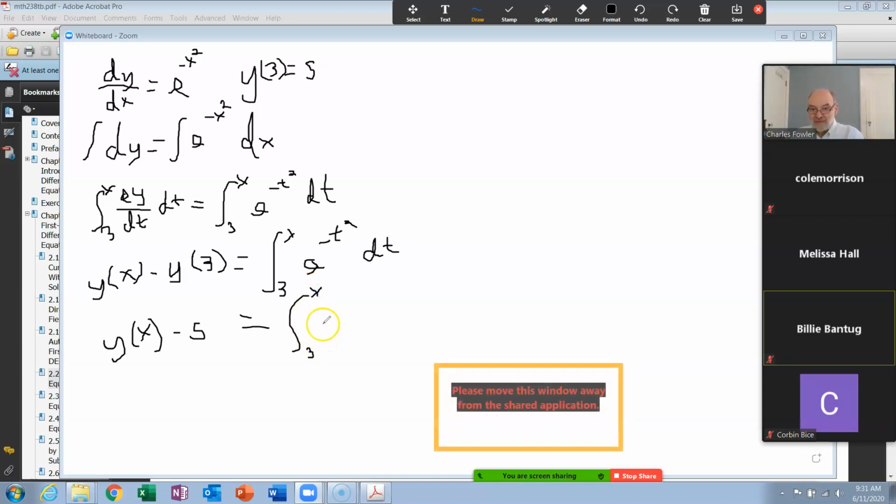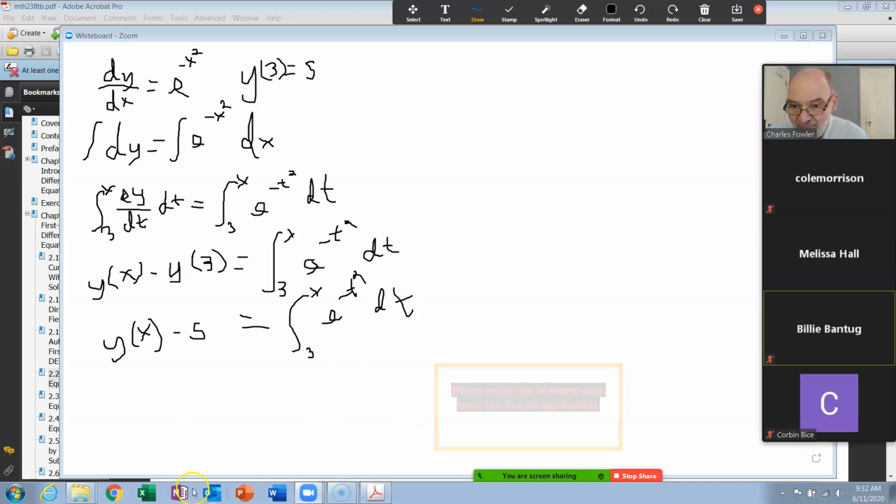e to the minus t squared dt, the non-elementary integral. Oh, that's ugly. And what they did, they then added 5 to both sides. So you had, well, let's just go back to the book. They left it as y of 3, and I don't know why.